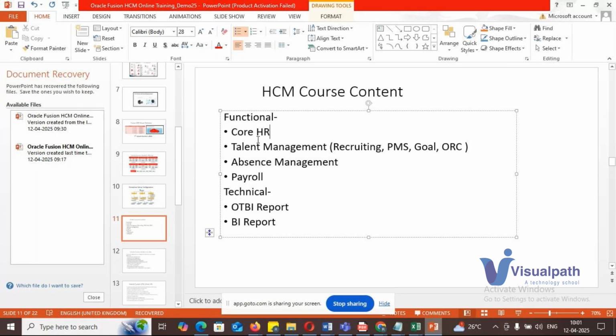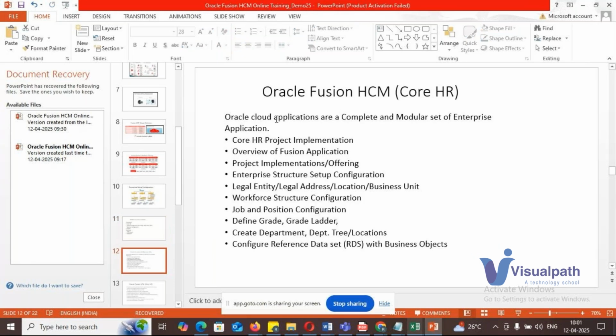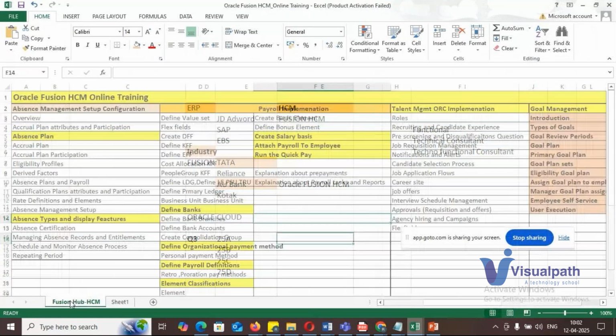We'll cover the functional setup configuration, all the functions. Then after that, in technical, OTBI reports, how you can develop the report, and OTBI and BIP. And the third one is the SCM data loader. Okay, we'll cover these functions. And here you can see the course content, what will be the course content over here.